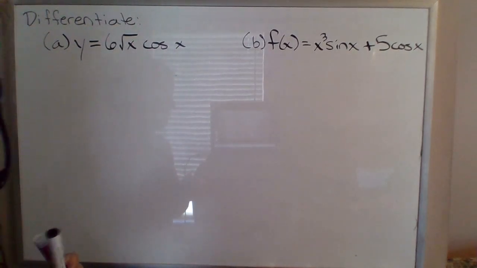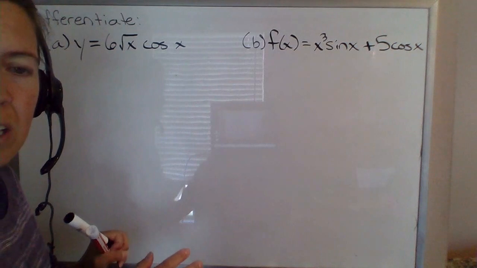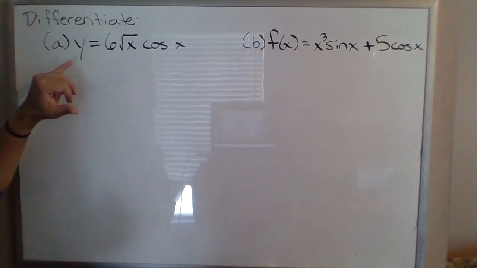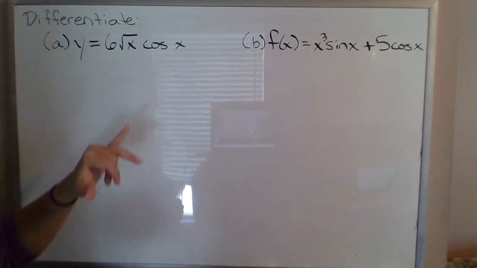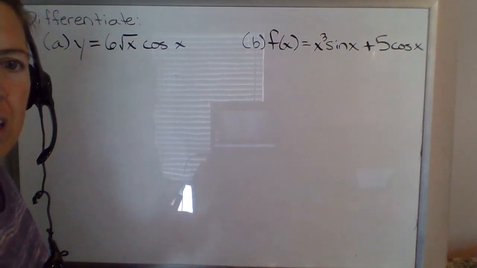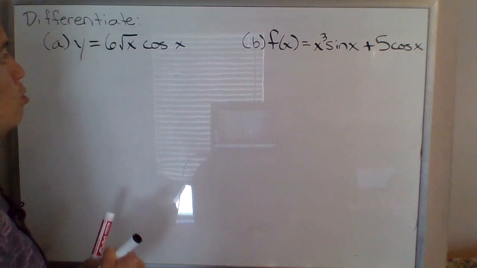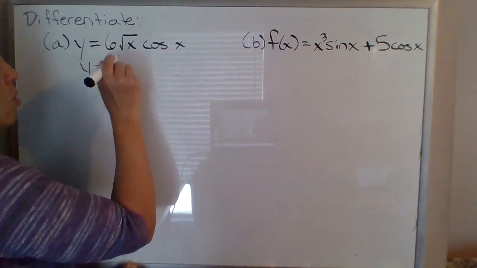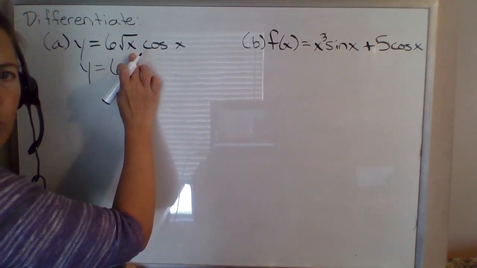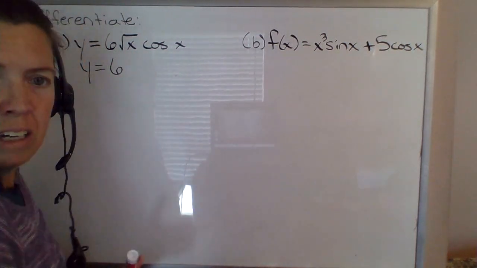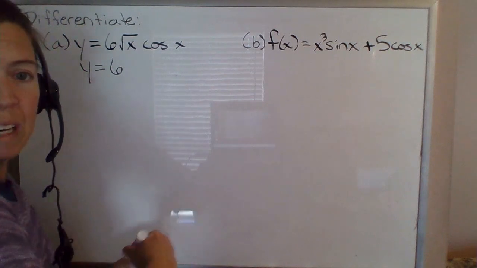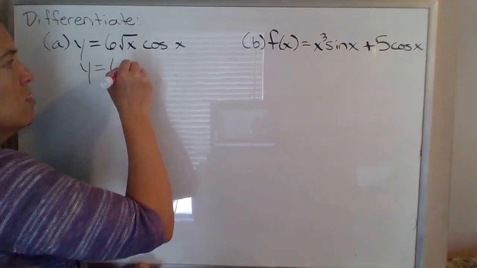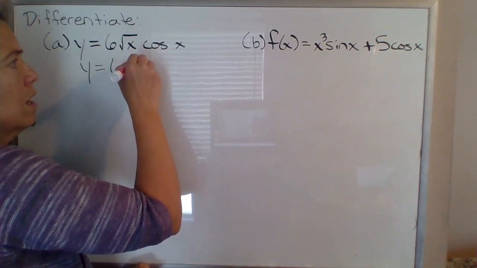Here's what's meant to be a couple of introductory examples to the product rule. So we're going to differentiate first y equals 6 times the square root of x times cosine of x. Now it might help to begin by doing a little bit of rewriting so that we express the square root of x as an exponent, so that when we differentiate, we can use the power rule.